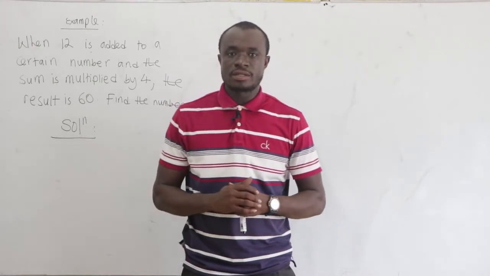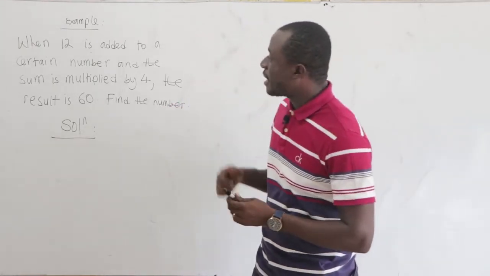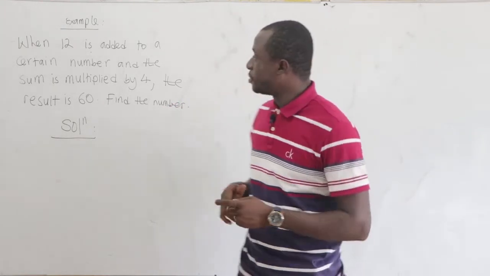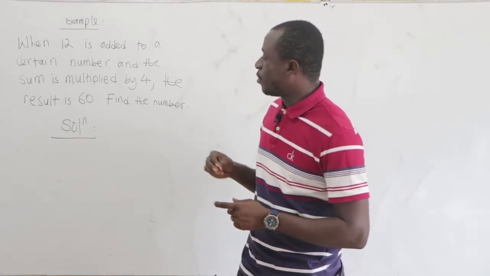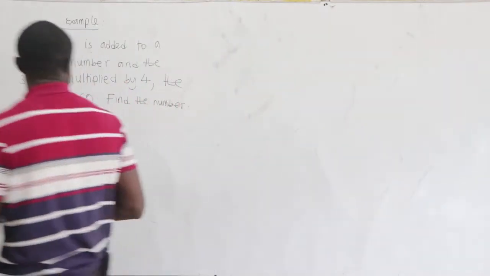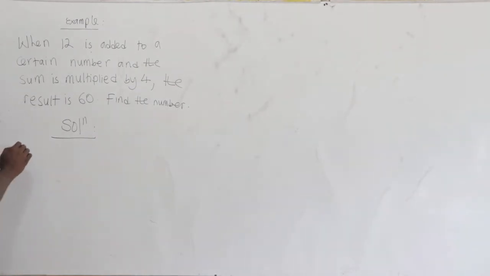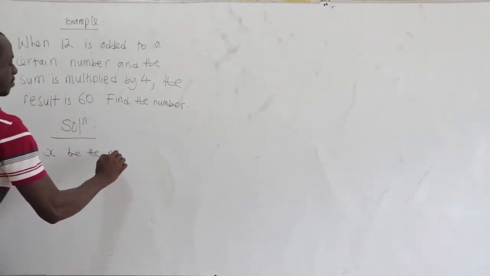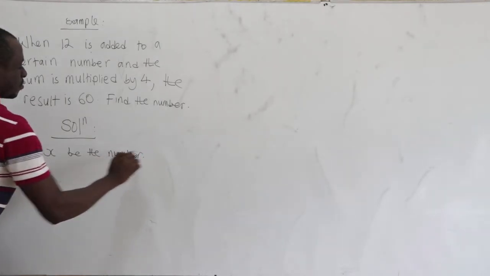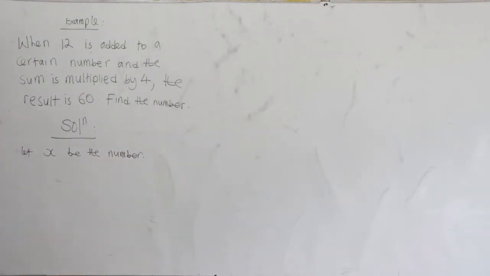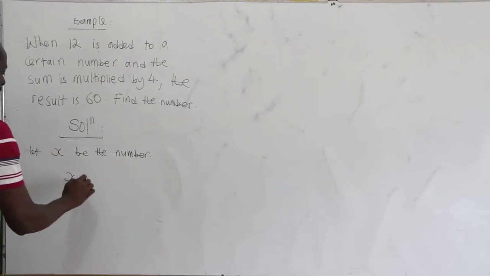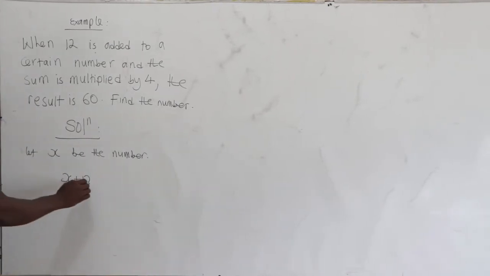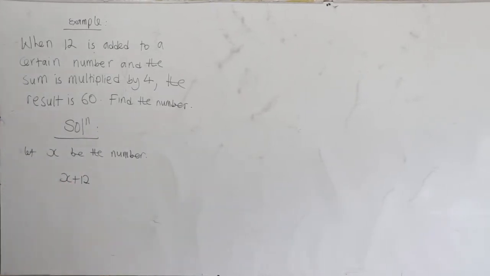Now let's consider this past question. When 12 is added to a certain number, and the sum is multiplied by 4, the result is 60. We don't know that number, so you can say let x be the number. When 12 is added to a certain number, we have x plus 12.